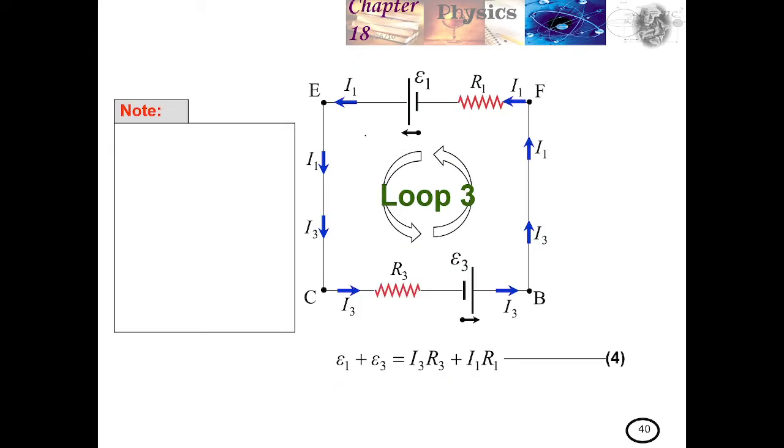Loop number 3 is the big one, the outer perimeter of the circuit. So it is E1 plus E3, because they have the same direction of current flow, equals I3 R3 plus I1 R1. So this is how much voltage drop there is on this side, and how much voltage drop on this side.